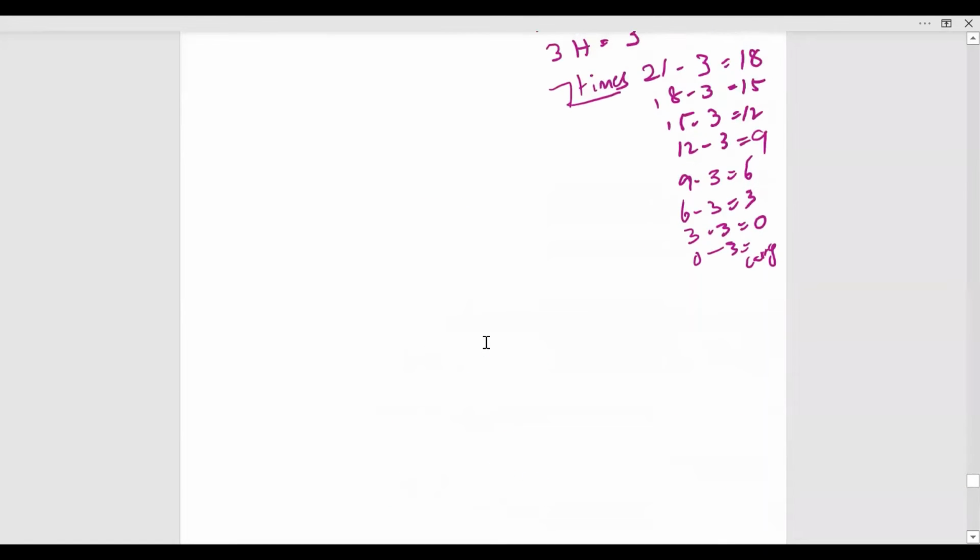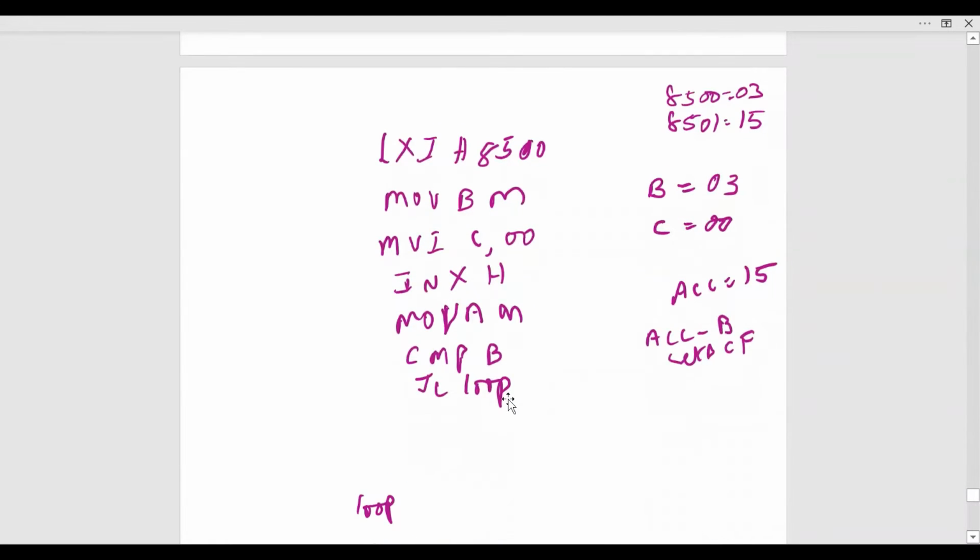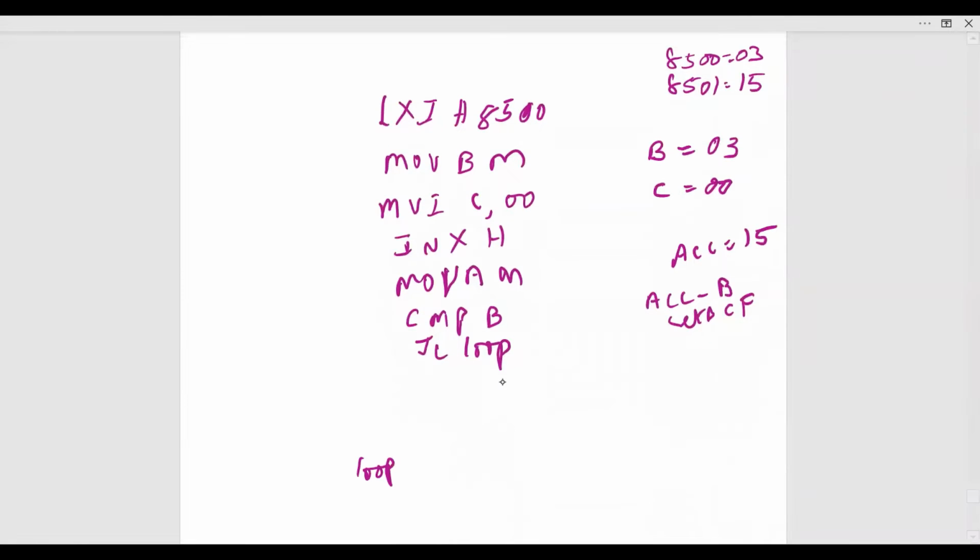When will we get the carry? Only when we perform 0 minus 3. So in all the other cases of the comparison, it doesn't result in a carry. If there is no carry, what we have to do is subtract. That is, perform the subtraction. So the contents of B, that is 3, will be subtracted from the contents of the accumulator, that is 15. 15 is equivalent to 21 in decimal, 21 minus 3.